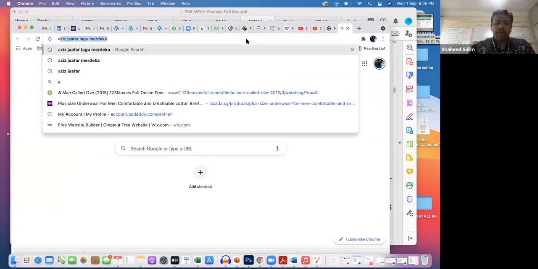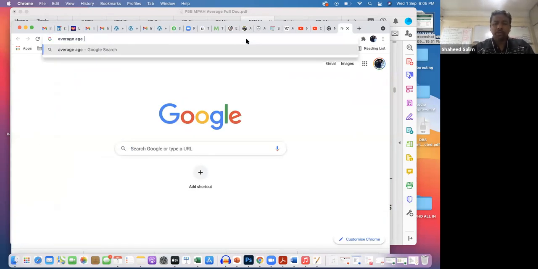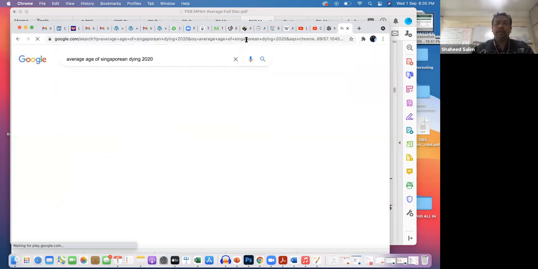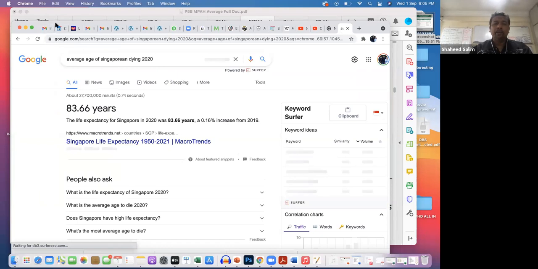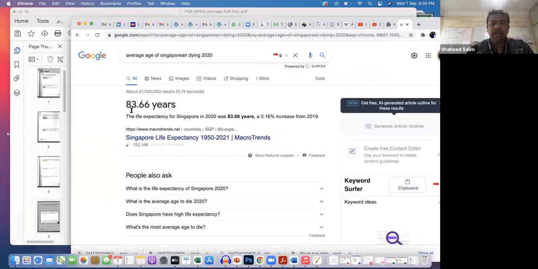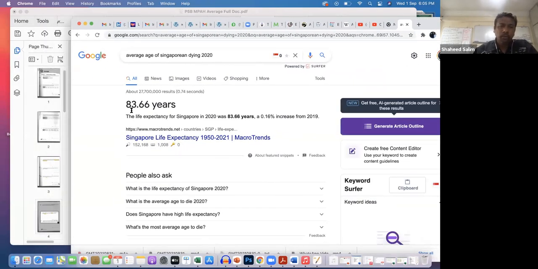So, the average age of a Singaporean dying. Okay, we can have it down here. The average age is 83 years old. It means roughly, of course, my grandfather died at 60, my grandmother died at 100. This is the average: we take everyone's age and divide. See roughly. See why this is important?